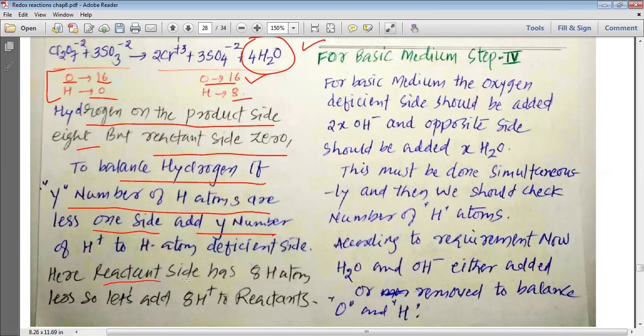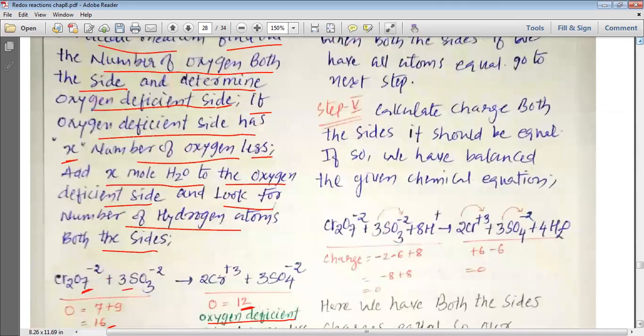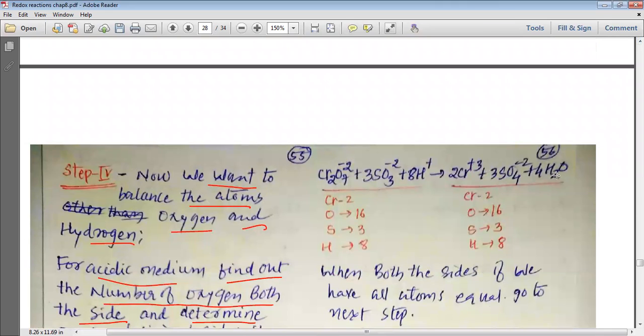And that is why here the reactant side H atoms are less. So let us add 8H+ to the reactant side, and we will write the reaction once again. So we will have Cr2O7 2- plus 3SO3 2- plus 8H+ gives 2Cr3+ plus 3SO4 2- and 4H2O. Now let us verify the various atoms whether they are equal on both sides or not.